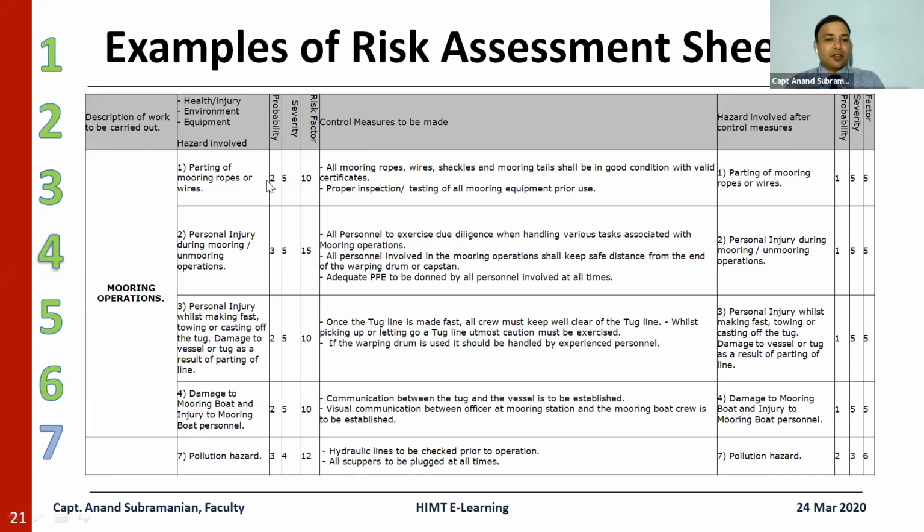So in this particular example, the risk factor of 10 has come down to 5. And why has it come down? Because of taking additional control measures. Again over here, the risk factor of 15 has come down to 5. Why? Because of having taken so many control measures. Likewise, these are examples of operations that we do on board, and using the control measures, we try to get the risk down.